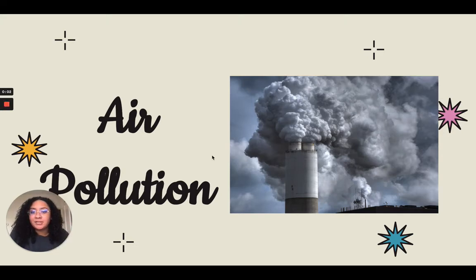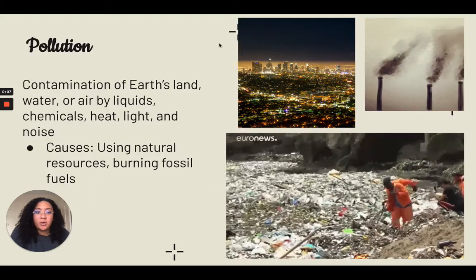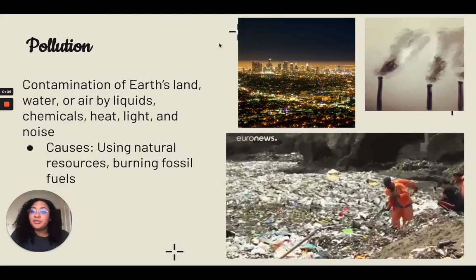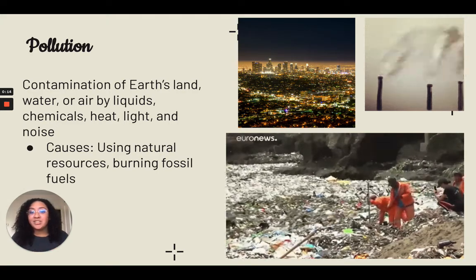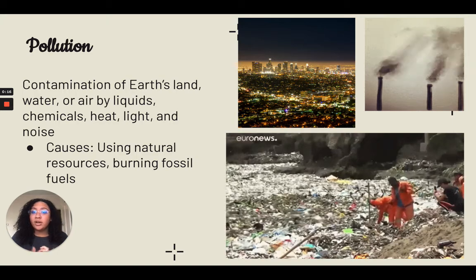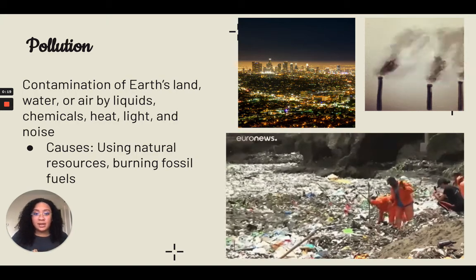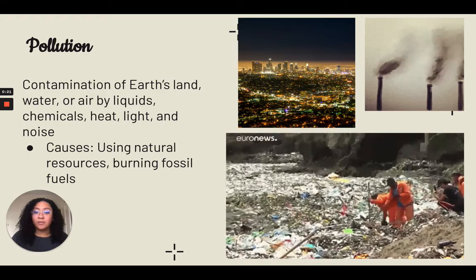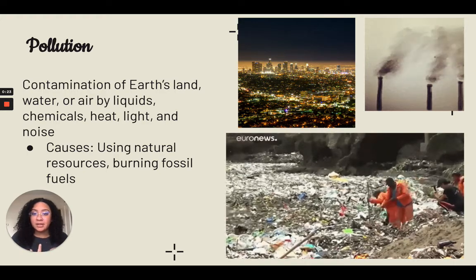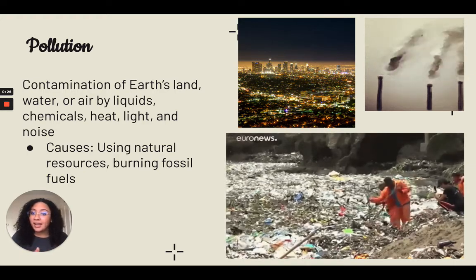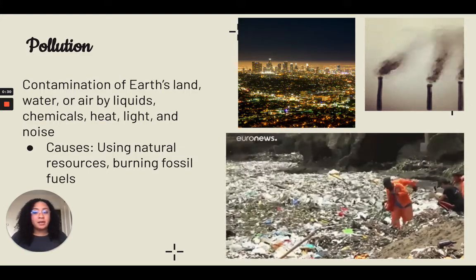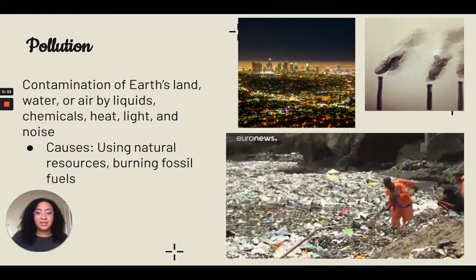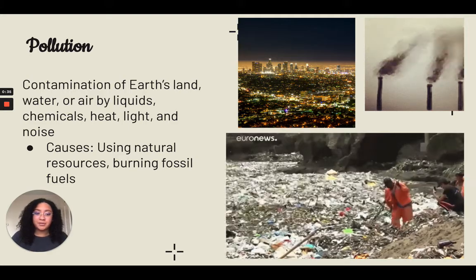Today we're going to be talking about air pollution, so let's get started. So remember what pollution is. Pollution, the whole overview of that word, is the contamination of the Earth's land, water, or air by harmful liquids, harmful chemicals, heat, light, and even noise. And the causes, specifically for air pollution, are using natural resources and burning fossil fuels.